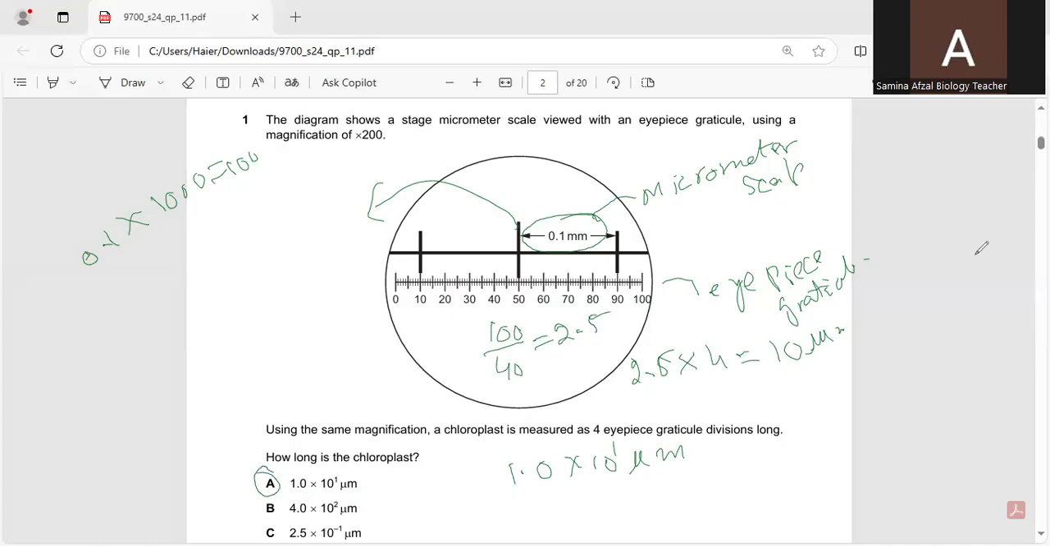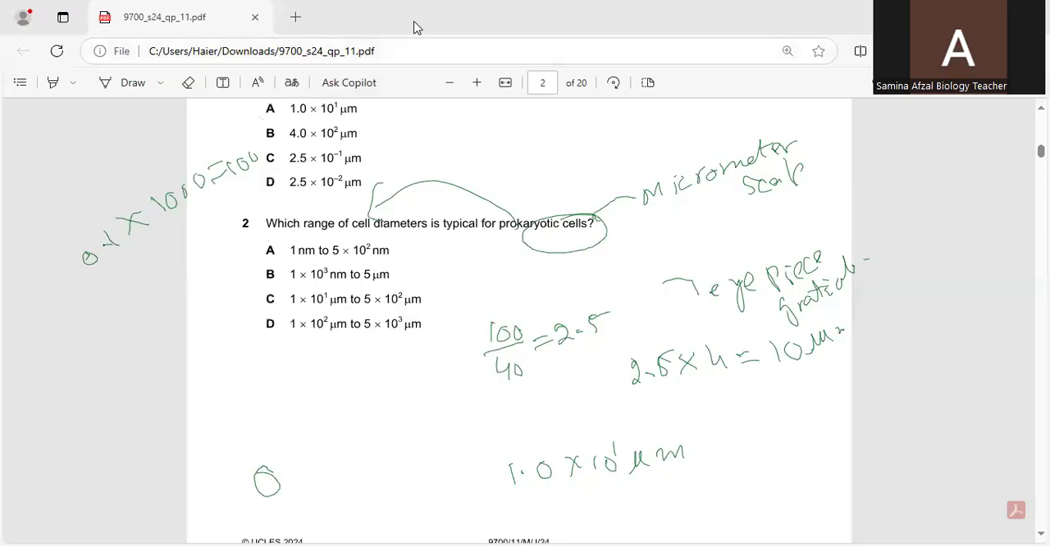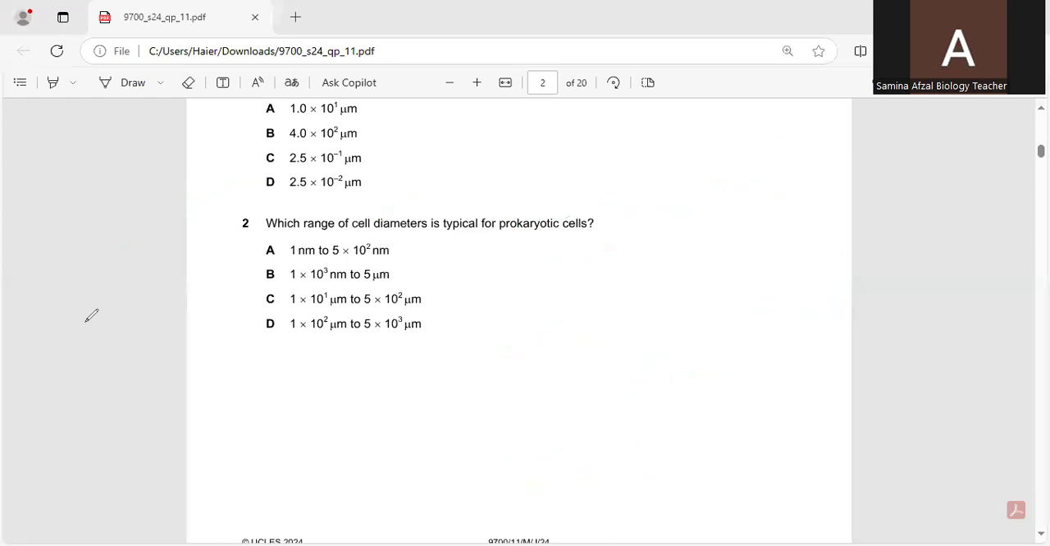Now we will move from question number 1 to question number 2. Question number 2 is, which range of diameter is typical for prokaryotic cells? Prokaryotic cells have a size of 1 to 5 micrometer. So A is the correct option in this case.